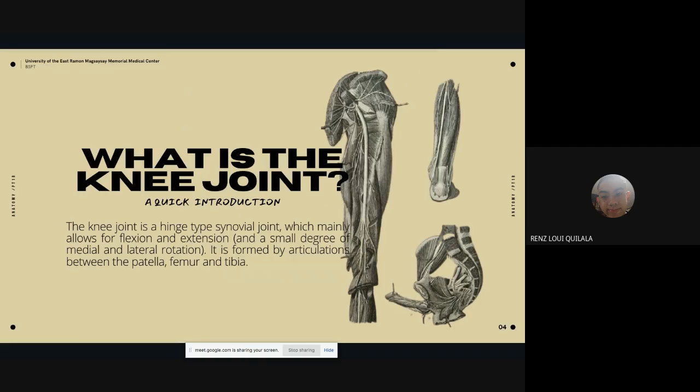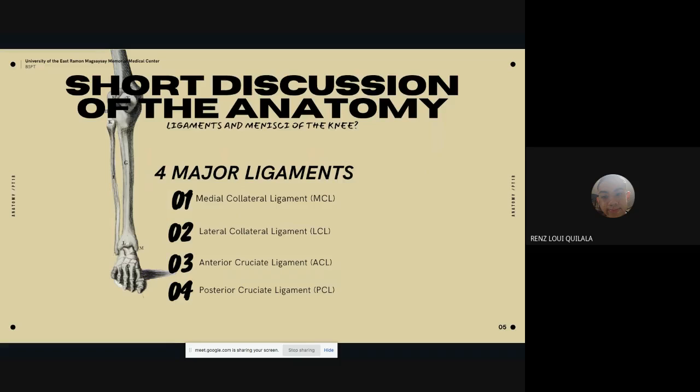The knee joint is a hinge type synovial joint which mainly allows for flexion and extension and a small degree of medial and lateral rotation. It is formed by articulations between the patella, femur, and tibia. The knee joint consists of ligaments, which prevent excessive knee extension and control varus and valgus stresses at the knee. They also prevent and control the anterior posterior displacement and medial or lateral rotation of the tibia beneath the femur.